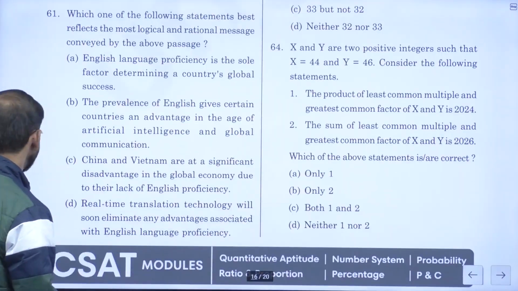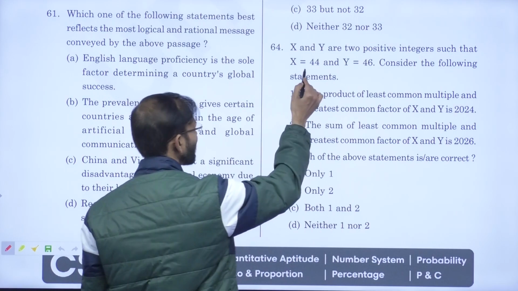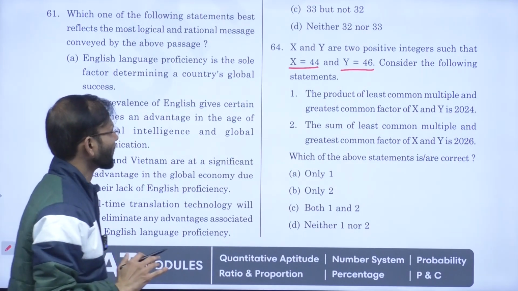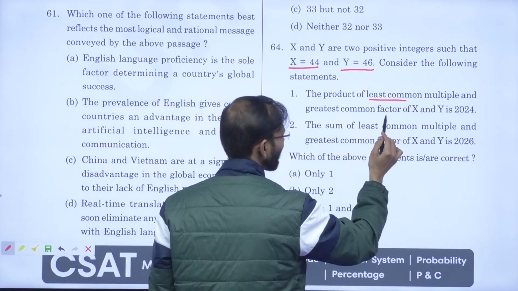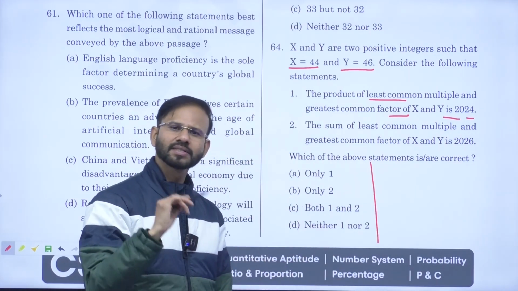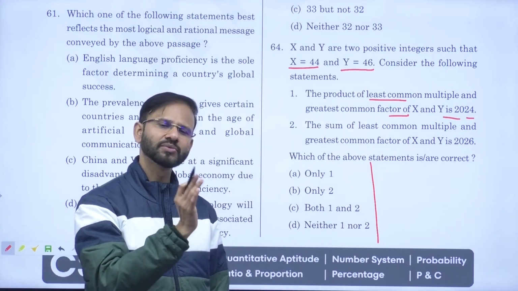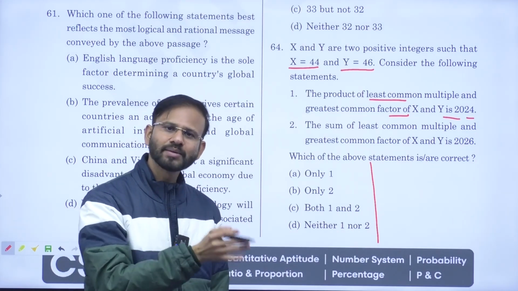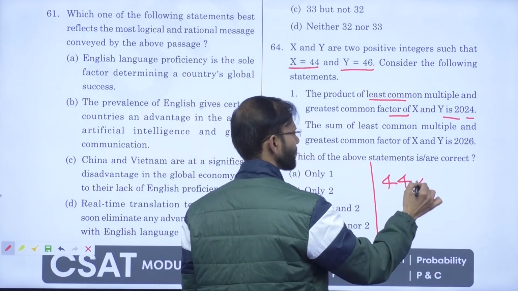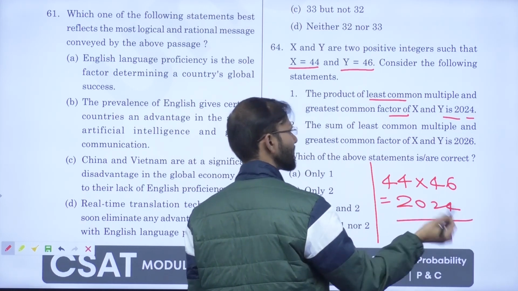Yes, everyone, 64 was a simple question. You can solve it just by looking at it. The question is saying, here x is equal to 44, y is equal to 46, two positive integers. Consider the following statements. The product of the LCM and HCF is 2024. See, everyone, the product of two numbers is equal to their LCM into HCF, right? You must have studied the formula. So here LCM into HCF is equal to 44 into 46, and yes, the product of 44 and 46 is 2024.